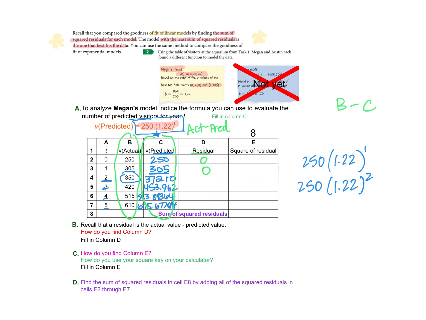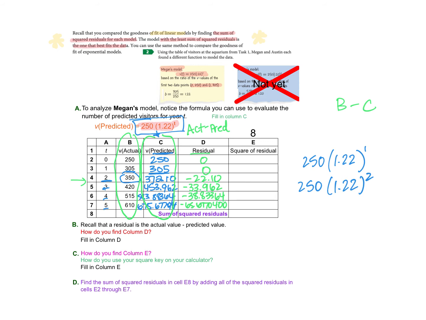Okay, so if I do row 4, if I do 350 minus 372.10, it looks like I end up with negative 22.10. Okay, I want you guys to find the residuals for the next 3. All right, so it should be something around there.